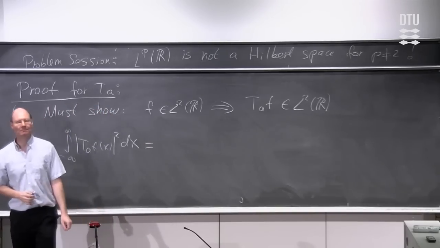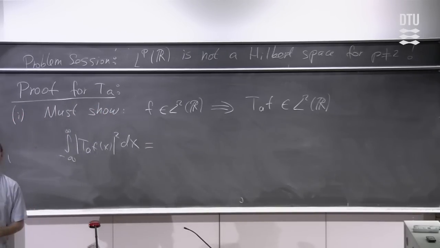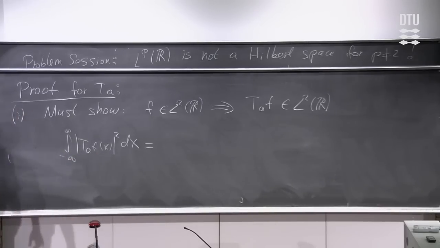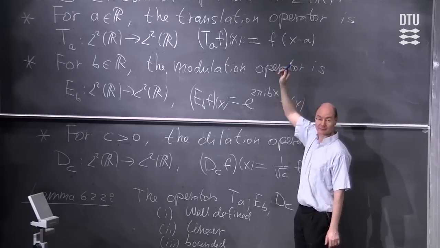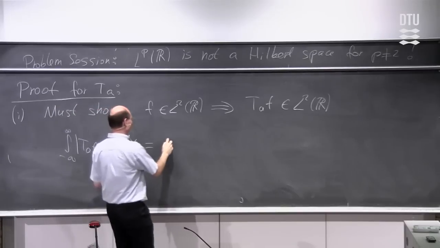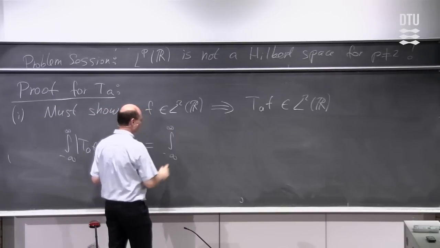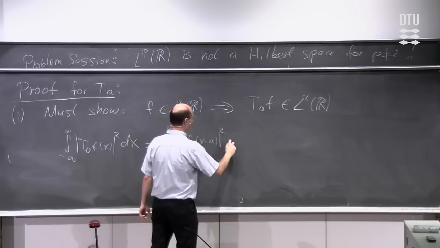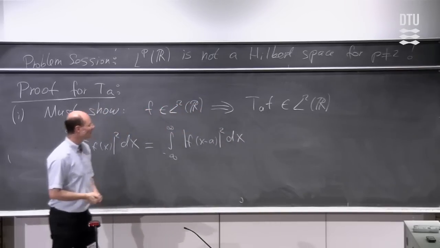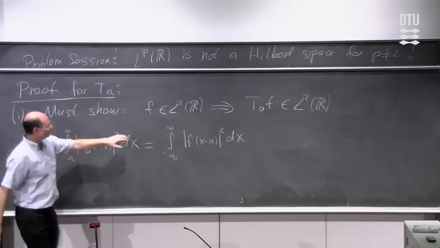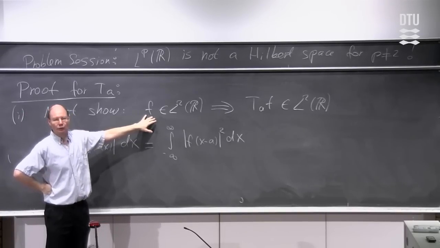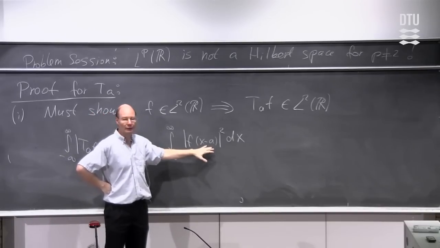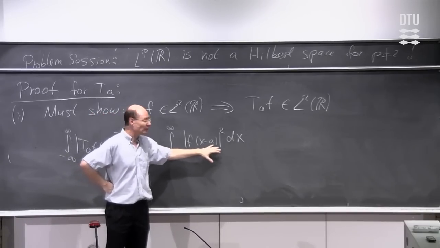And the only way we can do that is to write down how our operator acts. So what is this TA of F? And this is what the definition tells us. This is F of x minus a. So we have to put that in. So this is the same as the integral from minus infinity to infinity of F of x minus a, absolute value to the power 2 dx. Now what we know is that if you just take the integral of f of x to the power 2, we get something that is finite after integration. Here we have f of x minus a, so what we have to do is somehow to get rid of this a.